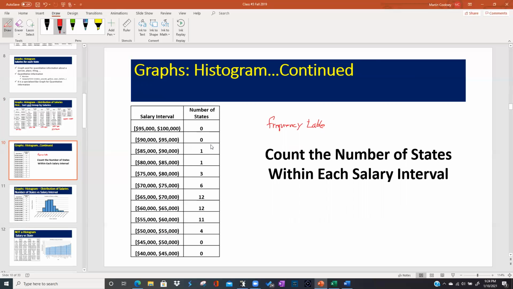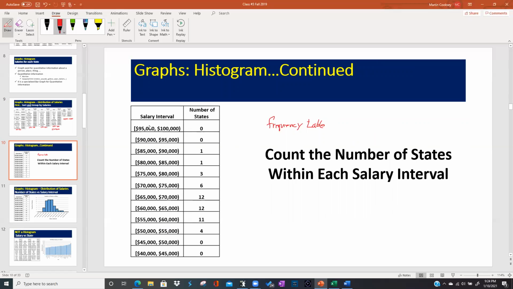So I went through and carried some more intervals beyond the values that we had. I start out at 40,000 down here at the bottom, and then I go to 45,000. And then I go from 45,000 to 50,000, and from 50,000 to 55,000, and from 55,000 to 60,000.